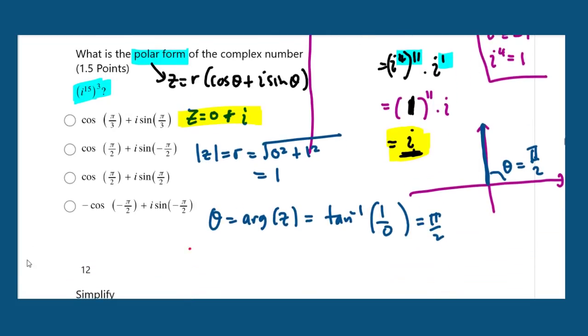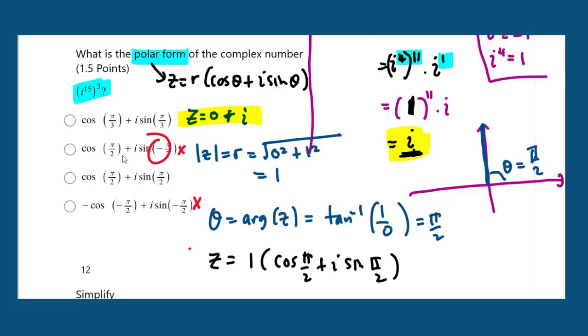So find the polar form. The polar form is 1 times cos pi over 2 plus i sin pi over 2. Check the answers. This one has a negative angle, not the answer. This one is over 3, not the answer. So cos pi over 2 plus i sin pi over 2, this is the answer. Okay, settled for number 11.